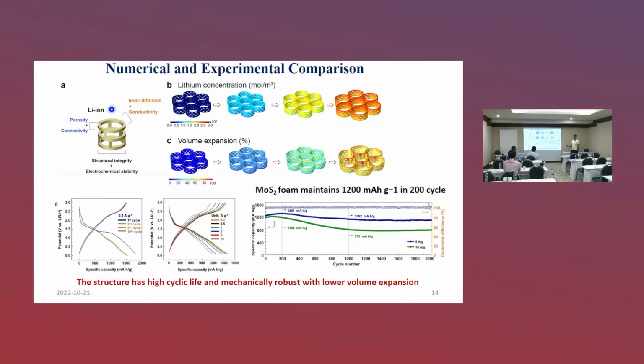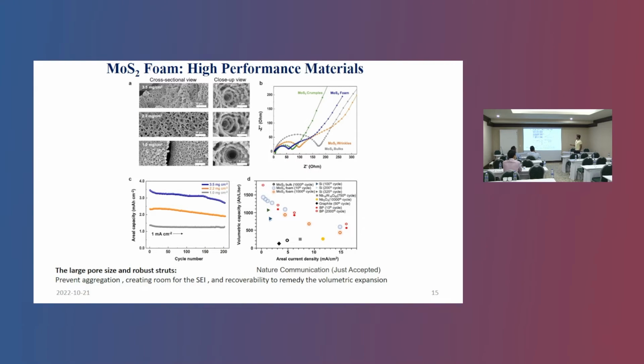One of the challenges for battery technology is to make a battery that can run for 1,000 cycles, which is like 10 years of age of a battery. Our structure has shown it's pretty good for 1,000 cycles as well. This MoS2 foam has high cyclic life and is mechanically robust with lower volume expansion. We also compared with other materials, MoS2 crumples, MoS2 wrinkles, or MoS2 bulk, and the foam was performing better.